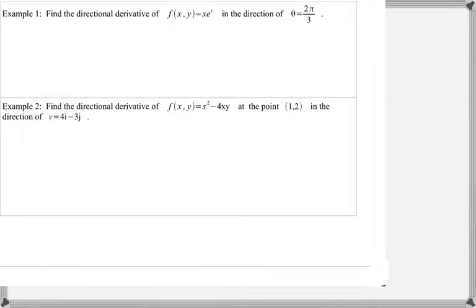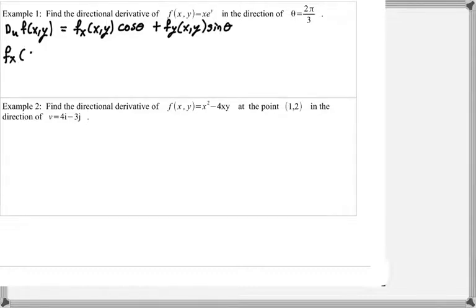Okay, so let's do a couple of examples of finding the directional derivative. Example number 1: we're going to find the directional derivative of f(x, y) = x e^y in the direction of theta equal to 2 pi over 3. The directional derivative is going to be the partial derivative of f with respect to x evaluated at (x, y) times cosine of theta, plus the partial derivative of f with respect to y at (x, y) times sine of theta.